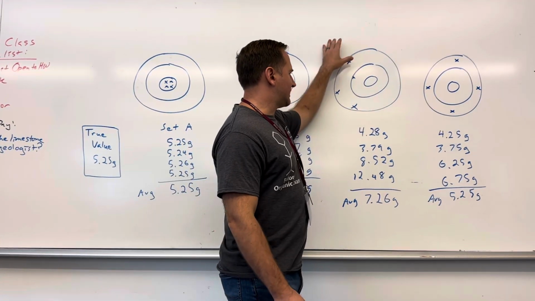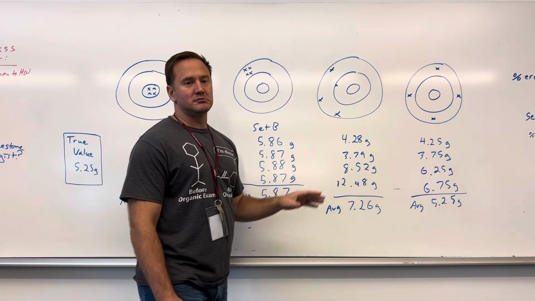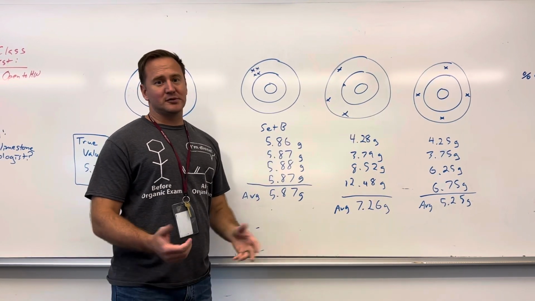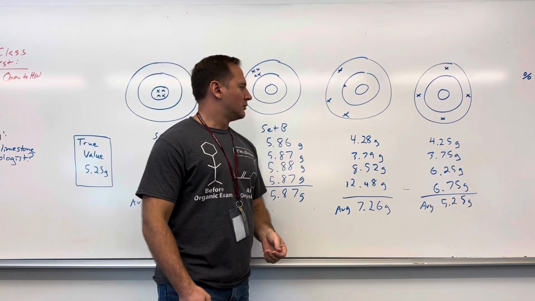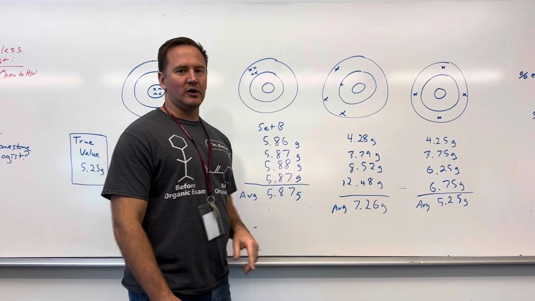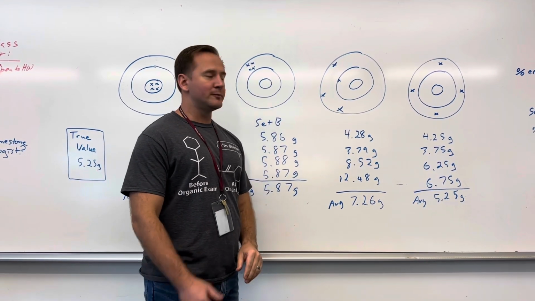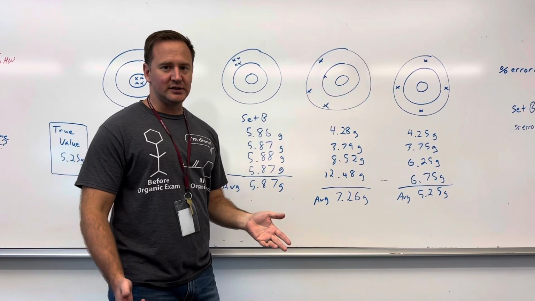Then we'll take a look at set C, and this one's kind of all over the place. It's not accurate, definitely not on the bullseye, and it's not precise at all either. And so it would say it's neither accurate nor precise. And if you look at a set of data that would follow that, this is all over the place. Your average isn't close to the true value, and there's no consistency either.